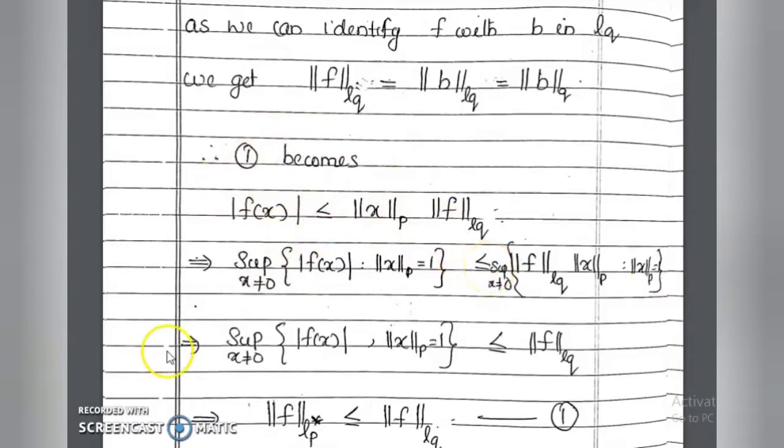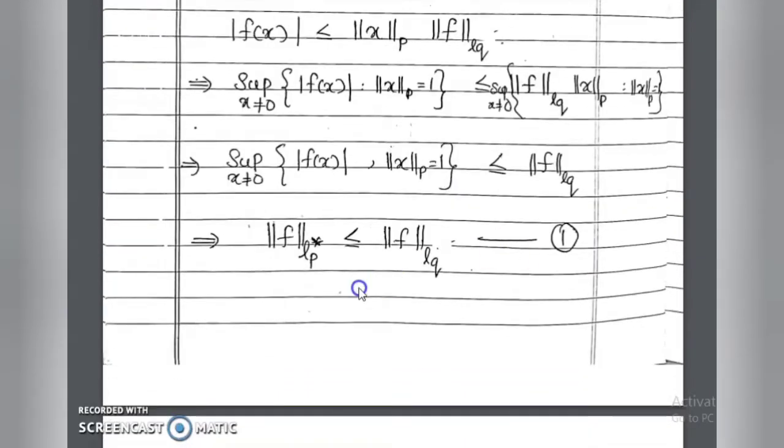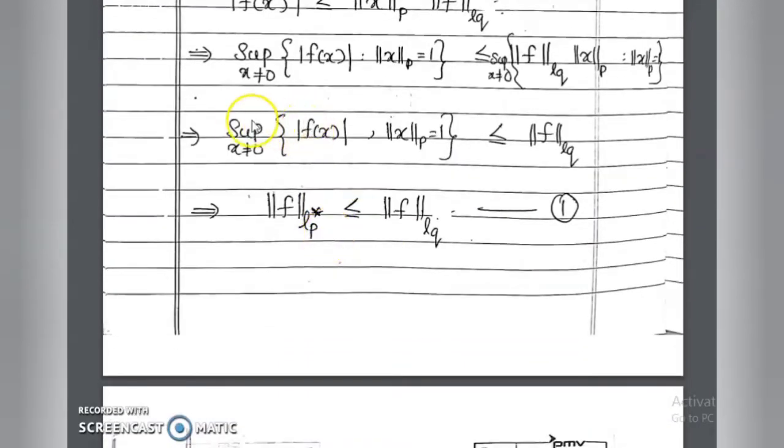Also, the supremum over x not equal to 0, if you consider this, we are actually taking the supremum of the modulus of f(x) over the norm of x in p, with the p norm of x equal to 1. Here, if you apply the p norm, this term becomes 1. Finally we get the norm of f in (l^p)*, since f belongs to (l^p)* and here we are taking the dual norm. Therefore the norm of f in (l^p)* is less than or equal to the norm of f in l^q.